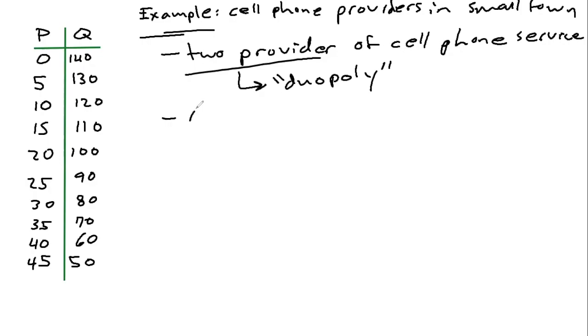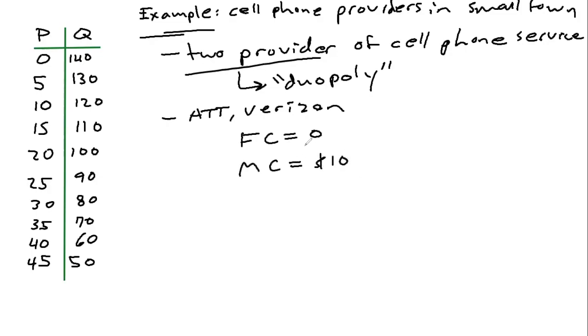And let's say our providers are AT&T and Verizon, and they're competing for customers in this small town, and they both face the same costs. They have fixed costs of $0 and a marginal cost of $10. And then our table shows us the demand schedule for the town. So at a price of $0, the quantity is 140. We're going to assume this is the number of residents, since at $0, everyone should want this. And then as price increases, fewer and fewer residents of this town demand cell phone service.